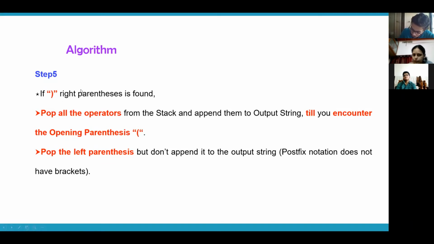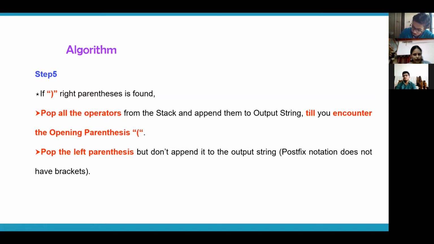Now if it is a right parenthesis, just imagine that the right parenthesis is the doctor's mother. Why has the doctor's mother come to the clinic? To check whether the doctor's wife is there in the clinic or not. So she has come to check on her daughter-in-law. Whenever you see a right parenthesis, you will pop everything from the stack until you meet the left parenthesis.